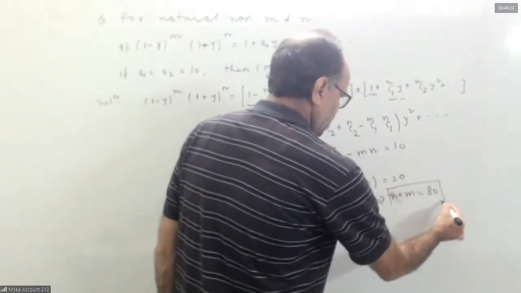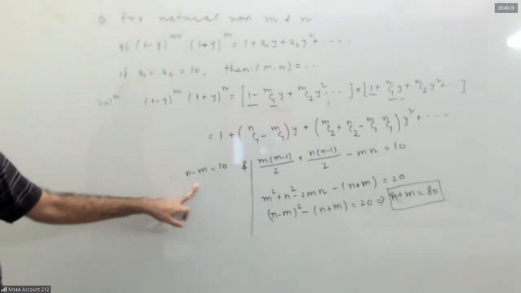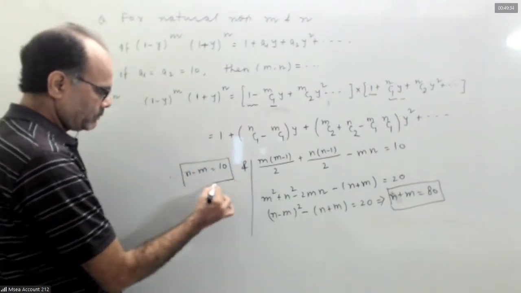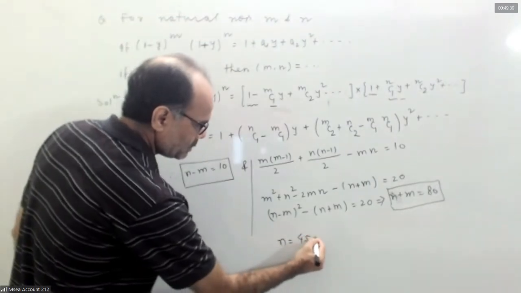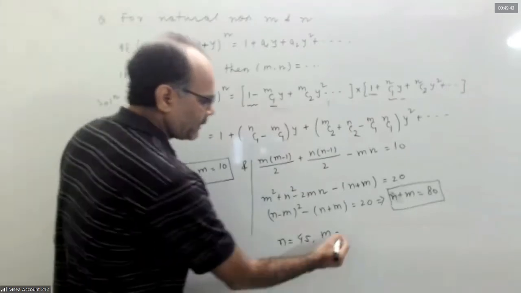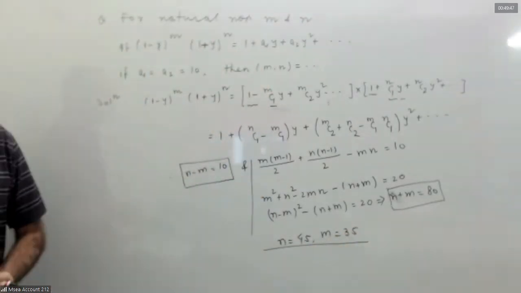This is one equation, this is the second equation. If you add them up, n is 45. Yes, sir. And m is 35. Correct. That's it.